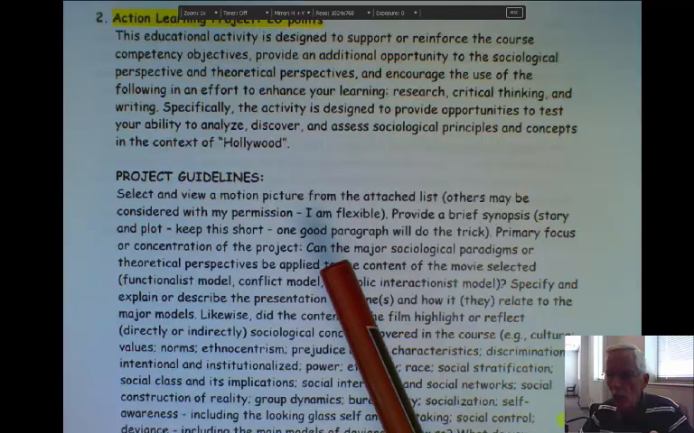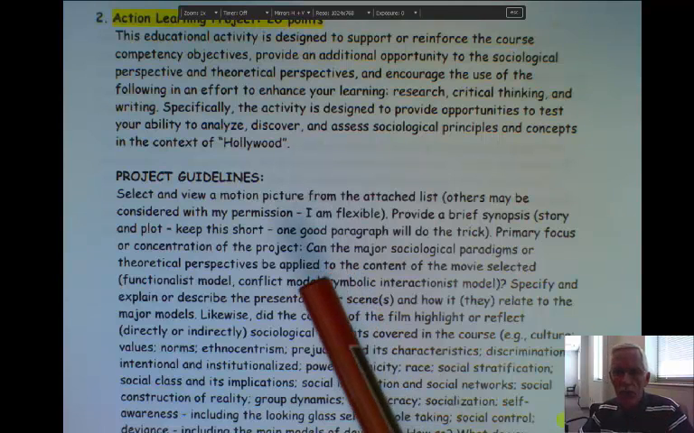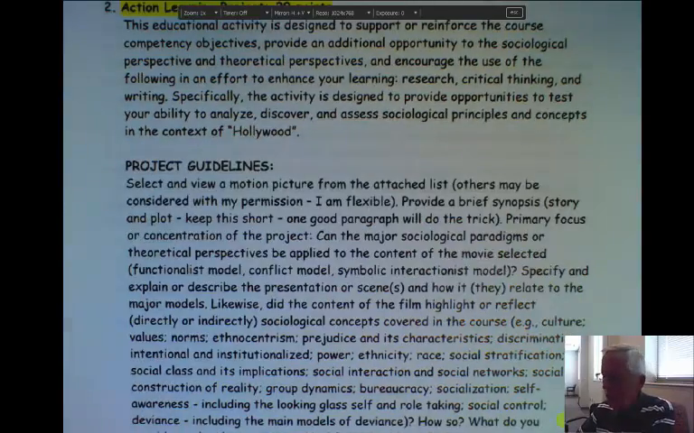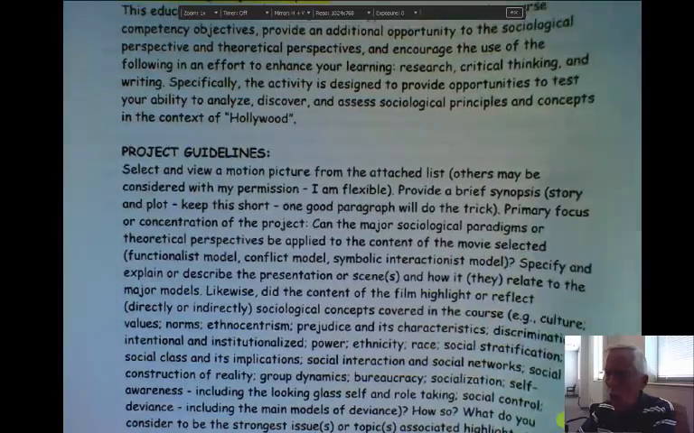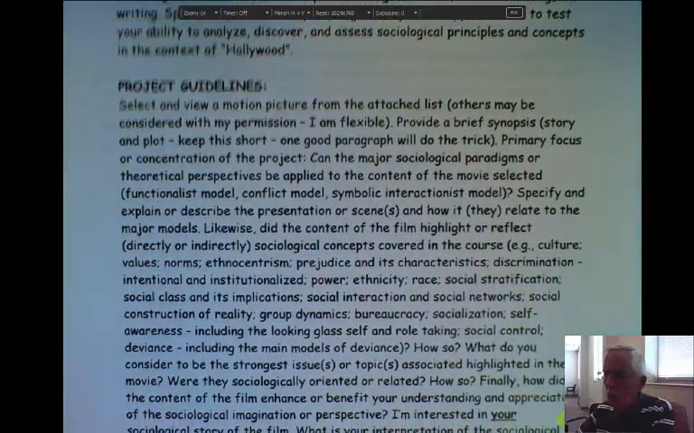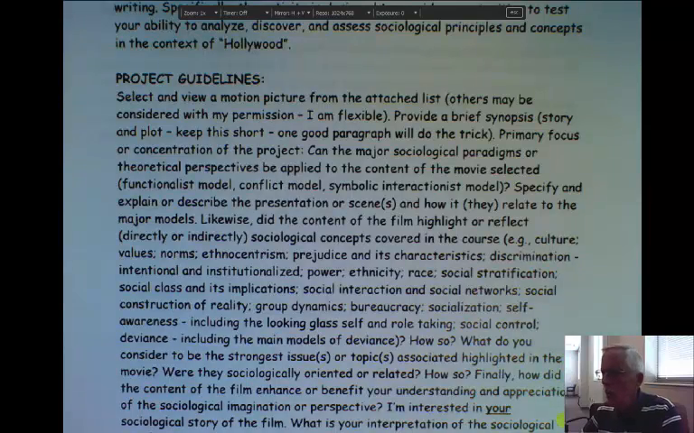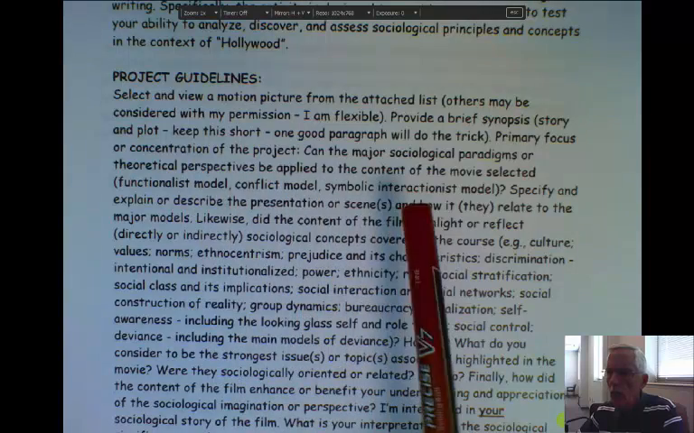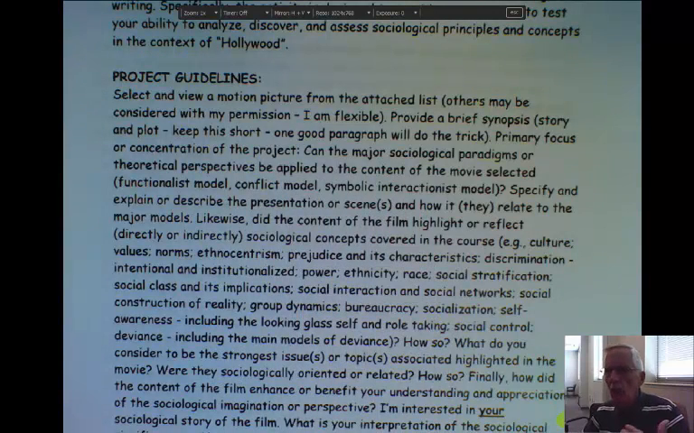Really think this through. I'm interested in your take, not somebody else's, but your take. Your take. That's going to be the key. So don't use somebody else's notions and ideas. Use your own. But on the one hand, what you might want to do with this project is to, again, apply the major models that we're going to discuss. Functionalist, conflict, symbolic interactionist. Can you apply these 3 to the content of the film itself?